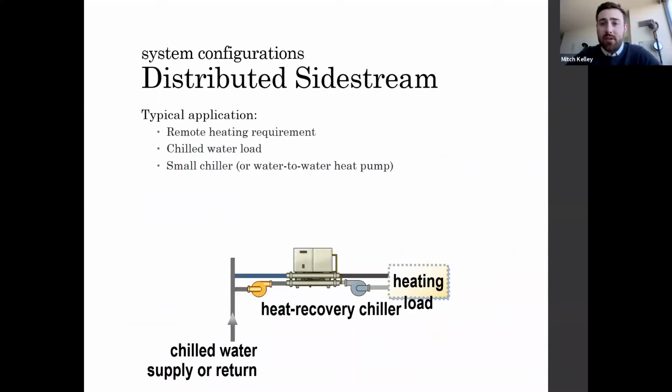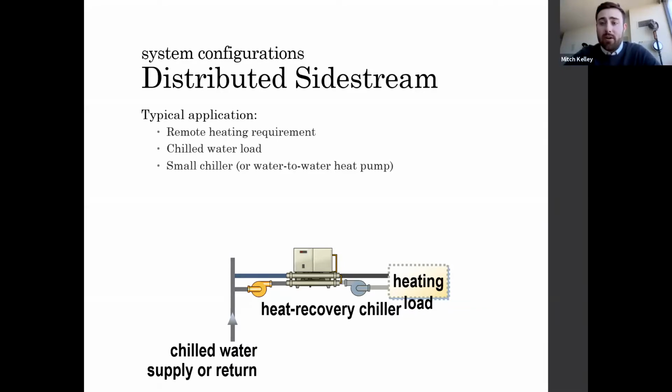A variation of the side stream configuration can be referred to as distributed side stream. Now, here's an example of it. So the air handlers, let's say in this case, there's a big central chilled water plant but the air handlers are remote from the central chilled water plant, in a different part of the building. So let's say there are tempering requirements necessary at a few of these air handlers. Basically, recovering heat at the central plant and piping it to those air handlers is not cost justified.